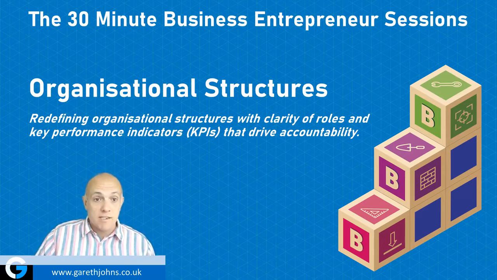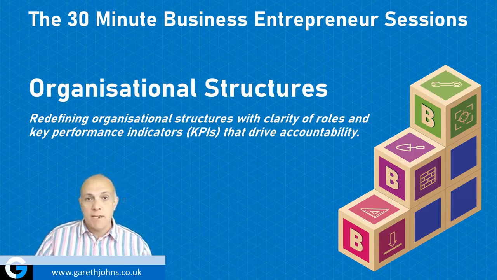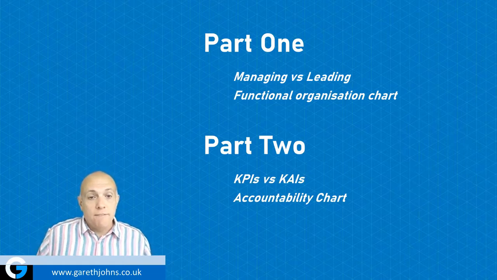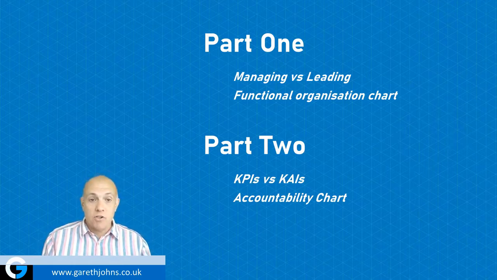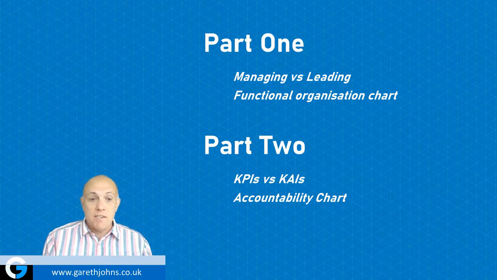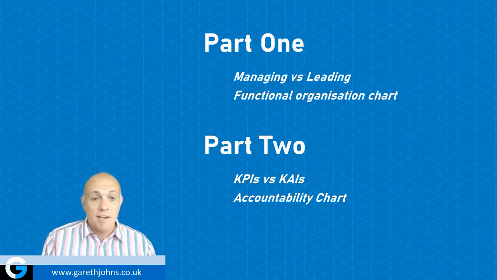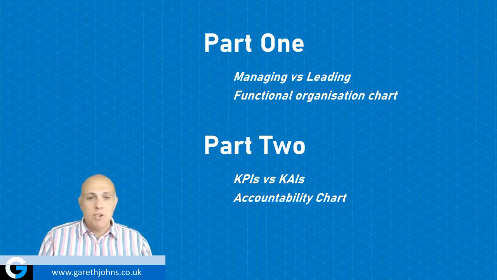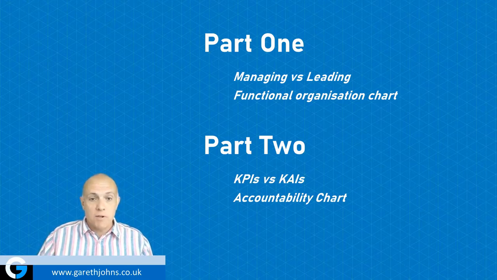Let's kick off. This is a 30-minute session, and I'm going to do my best to bring it in within the 30 minutes. It's going to split into two sections. The first section of today's webinar is about the difference between managing and leading, and the constituent parts of a functional organisational chart and how that should serve you in your business. And the second part is a shorter section on KPIs versus KAIs, key performance indicators versus key activity indicators, and an accountability chart. Accountability chart may be new to some people on this call, but you'll understand a little bit more about why that exists as we go through part two.